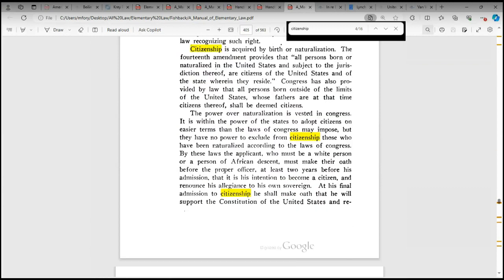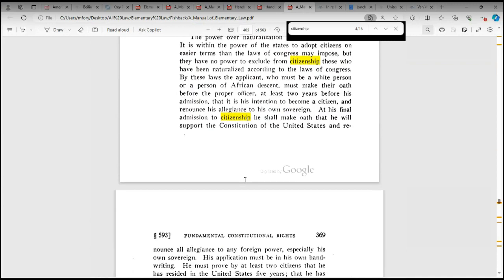Citizenship is acquired by birth or naturalization. The 14th Amendment provides that all persons born or naturalized in the United States and subject to the jurisdiction thereof are citizens of the United States and of the state wherein they reside. Congress has also provided by law that all persons born outside of the limits of the United States whose fathers are at the time citizens thereof shall be deemed citizens, which we already read in these other ones. The power over naturalization is vested in Congress. It is within the power of the states to adopt citizens on easier terms, and so on.